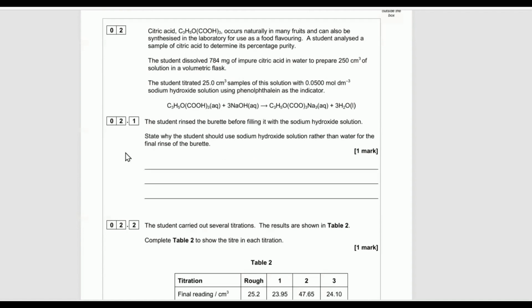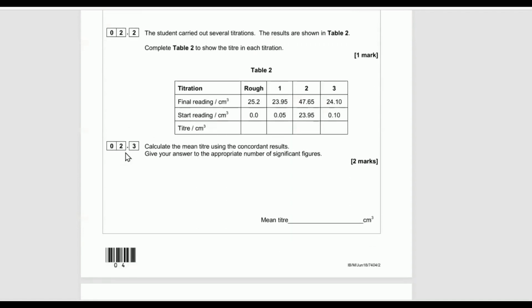Now we're going down to 2.2. The student carried out several titrations. The results are shown in table 2. Complete table 2 to show the titre in each titration. So we've got the final reading and the start reading, what's the titre? For the first one, we've got 25.2. So it's literally just fill these in. We've got 23.95, but it was 0.05 at the start. So this is 23.90.